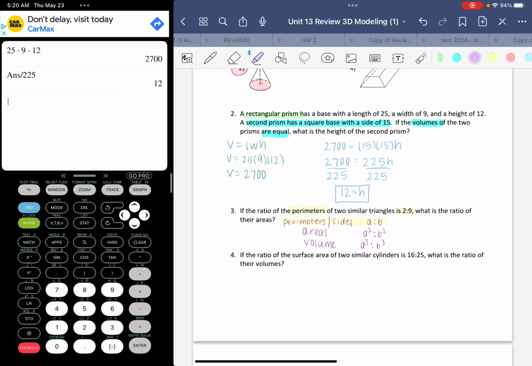What they want is the ratio of the areas. So they want A squared and B squared. So we're just going to do 2 squared to 9 squared. So that would be a 4 to 81 ratio.